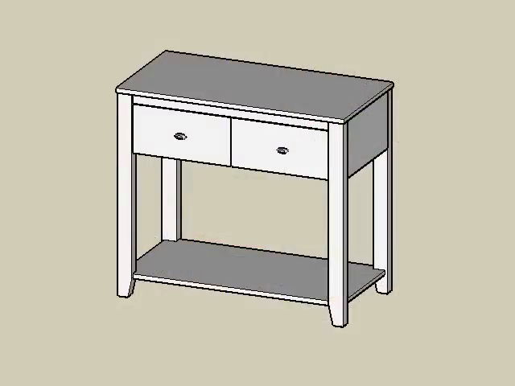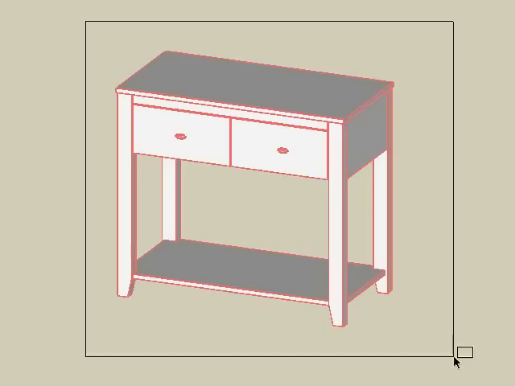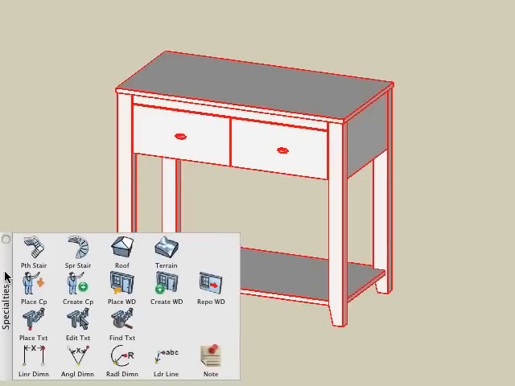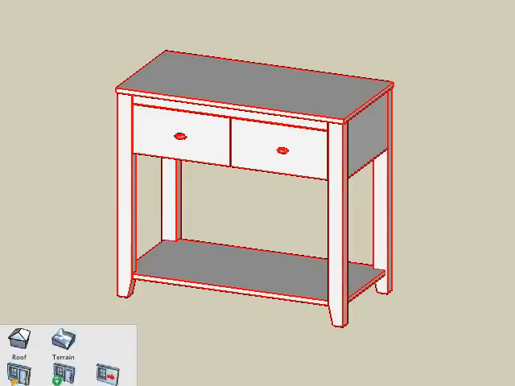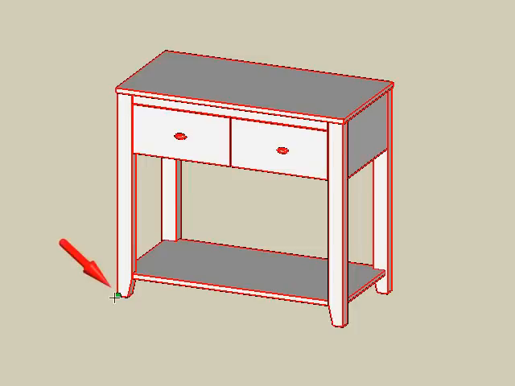In this next section, we'll create a component. Here we've built a collection of separate objects that make up a table. Pick all the objects with the Pick tool. Then select the Create Component tool. Then click a point to define the origin of the component, such as the corner point of the leg. This is the insertion point when you place the component in your project.